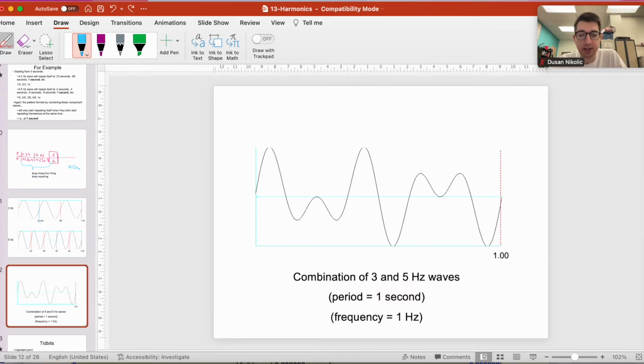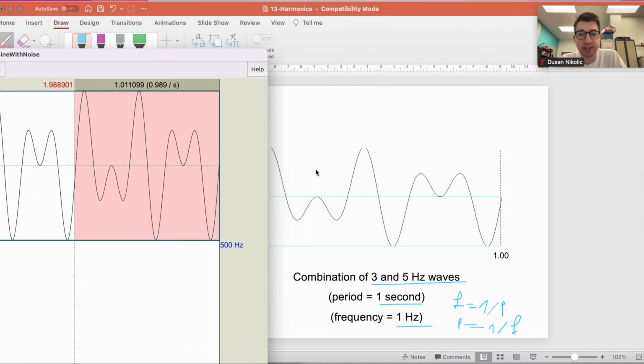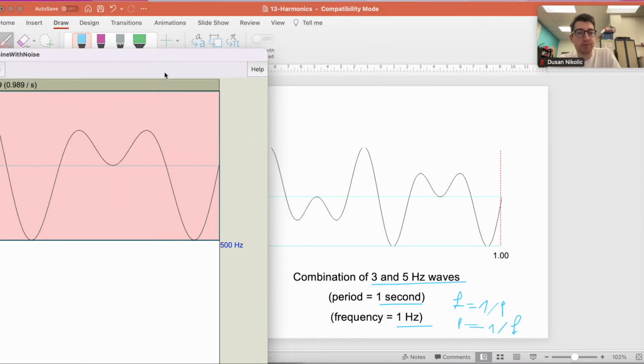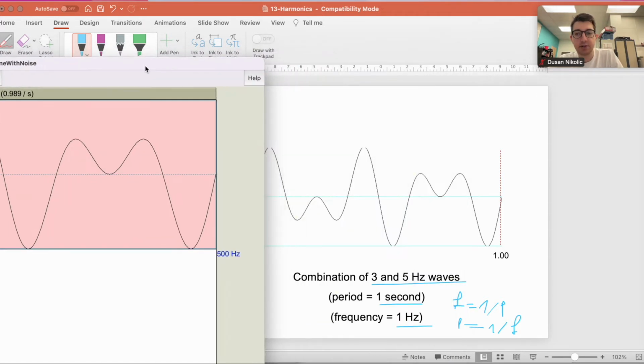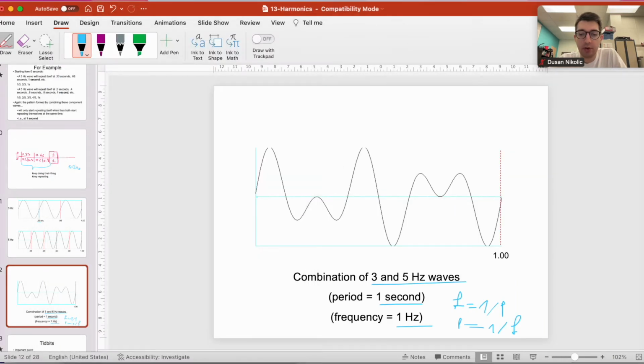And this is what it looks like. The combination of 3 and 5 hertz waves, the period will be 1 second and the frequency will be 1 hertz. You now know that frequency is 1 per period and period is 1 per frequency, right? It can be easily calculated, and this is what we received, right? That's it. This kind of display. So hopefully we're clear with that, right?